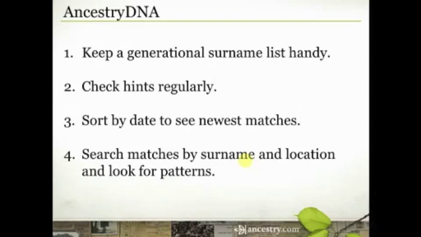And not all of them have trees, and some of their trees are private. And I don't have leaf hints on hardly any of them. I'm in a few, but not a lot of them. And so this surname and location search allows me to start to look for patterns in some of those relationships that come up.